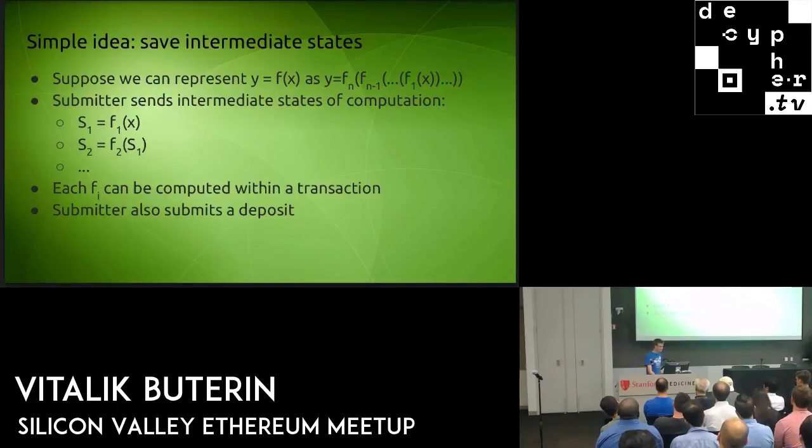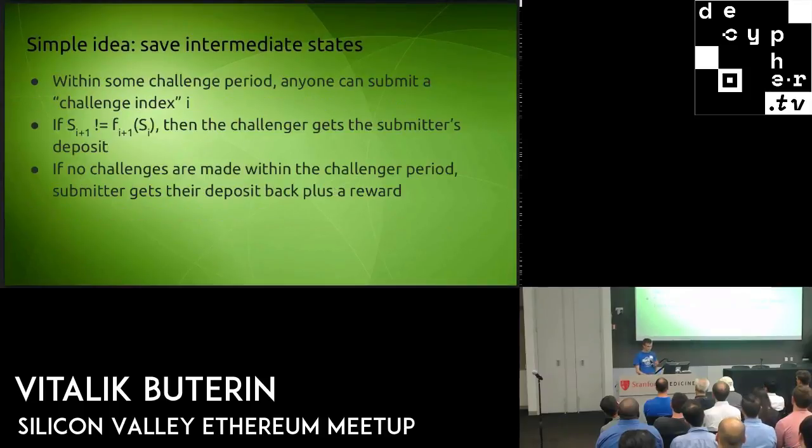So what's the next step here? Once the submitter submits the solution candidate, there is some challenge period. This could be an hour, could be a day, could be a week, could be 5 minutes if you're feeling really daring. Within this challenge period, anyone can submit a challenge index. And a challenge index is basically saying, hey, look, this particular solution is wrong, and it's wrong right over here.